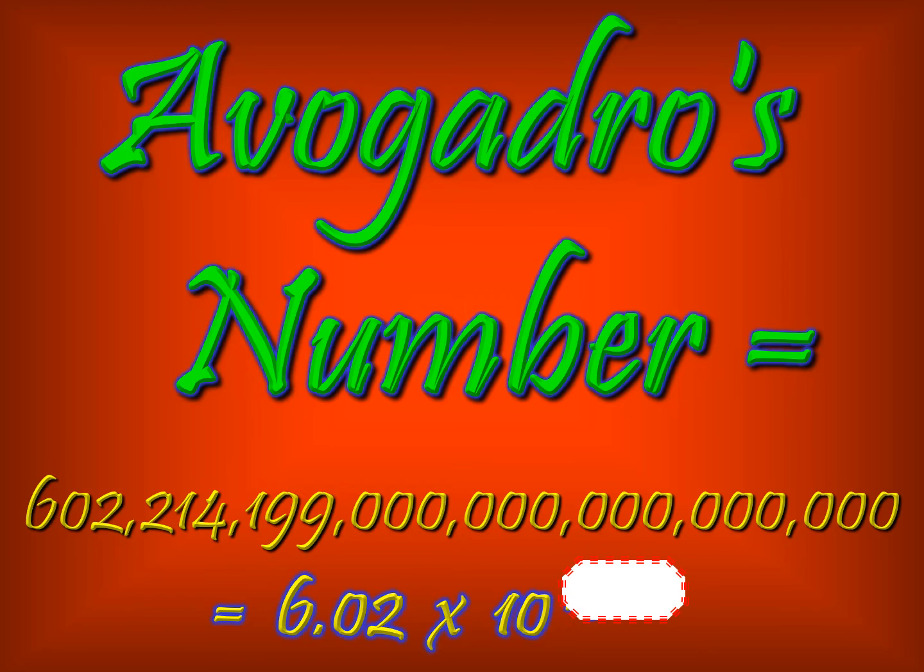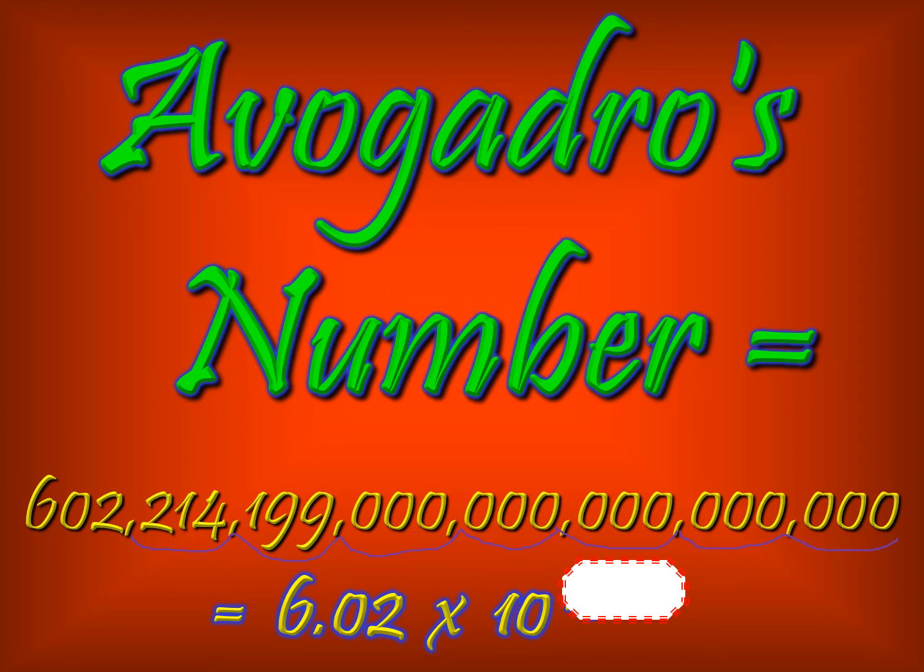Okay, so let's see, the first 3 would get us to 1,000. Then that would get us to million, billion, trillion, quadrillion, quintillion. What comes after that? Sextillion. So how would you read this number? If you had to read it out, it would be 602 sextillion, 214 quintillion, 199 quadrillion, which is a ridiculously huge number.